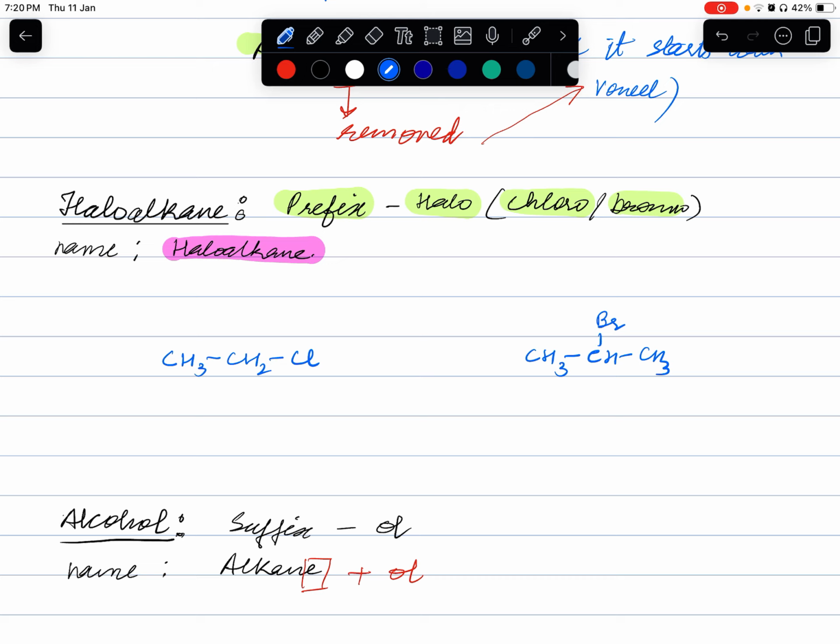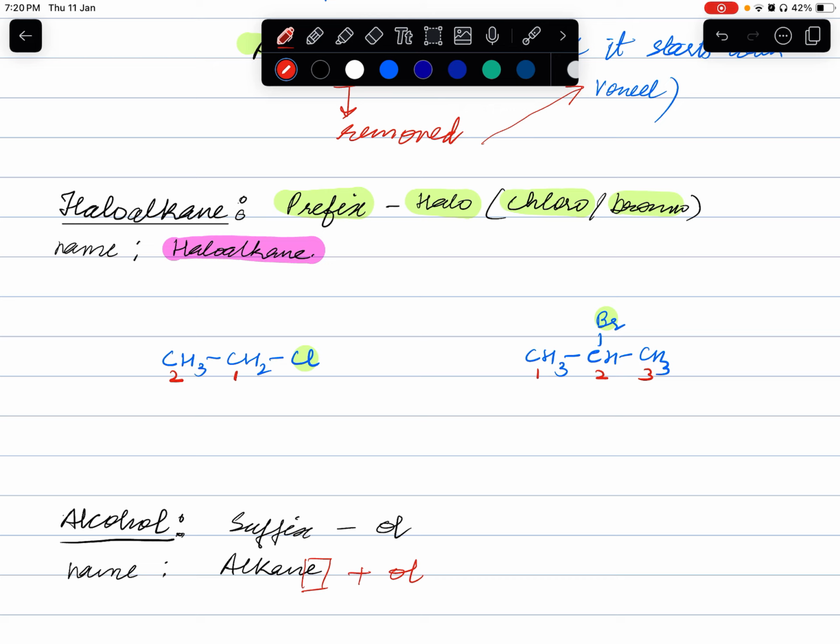This is one of the examples, and one more example was there, CH3CHBrCH3. In this case, the compound has a functional group. What is the functional group here? The functional group here is chlorine, and here it is bromine. And how many carbon atoms? Two carbon atoms. So we will number the chain from the side where the functional group gets the lowest position. So this is first carbon and this is second carbon. In this case, we can number either right or left. It will not make any difference.